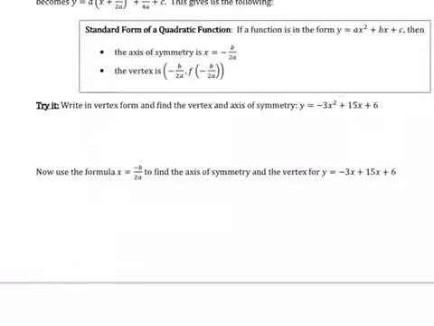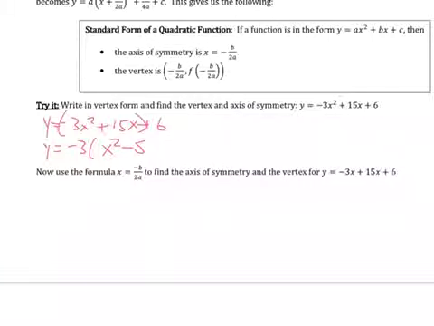We're going to take y equals negative 3x squared plus 15x plus 6. We're going to break off the variable parts, and we're going to factor out the negative 3 because we need it to be 1x squared. So we've got x squared, and negative 15 divided by negative 3 is negative 5. I'm going to leave a gap here for some thinking.